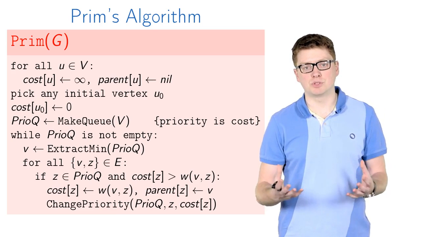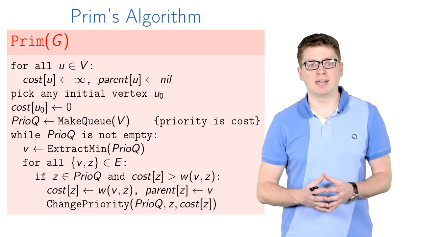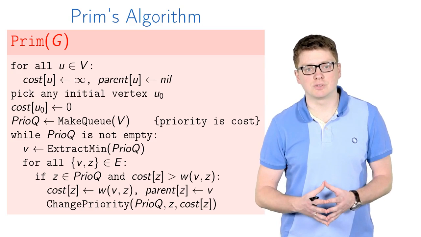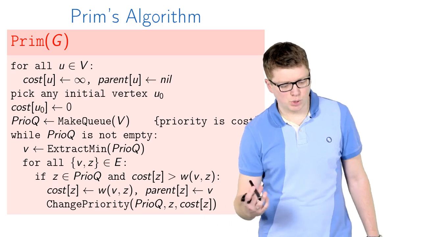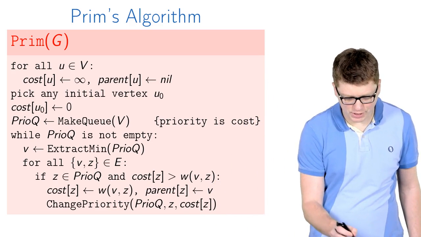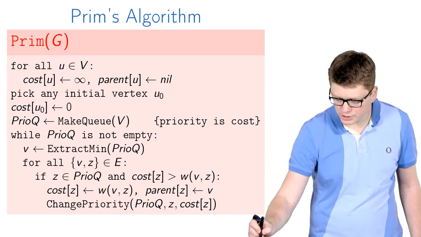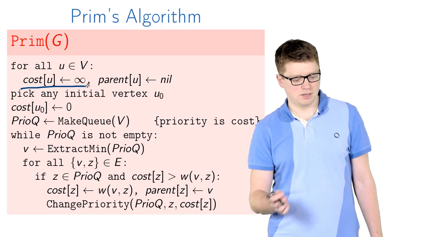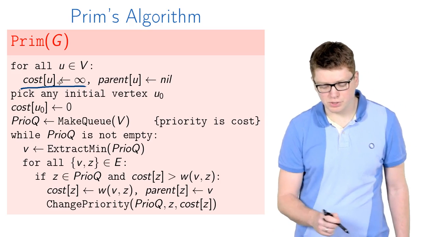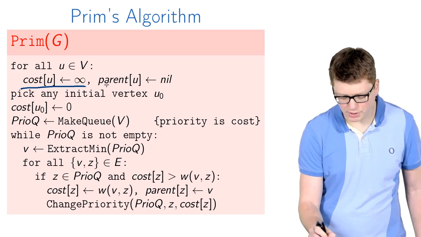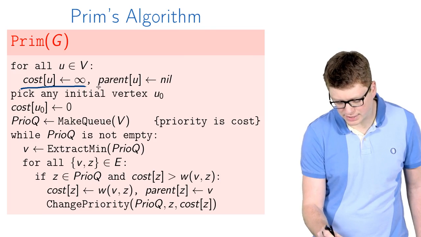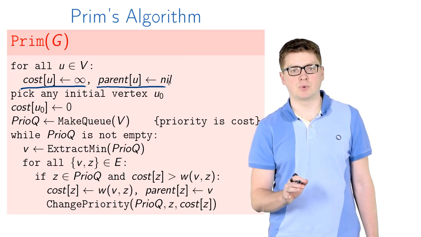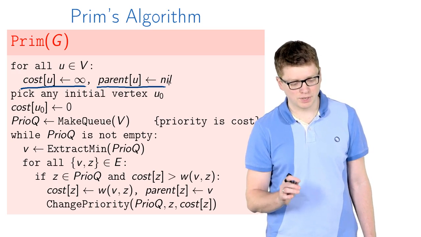At each iteration, we use a priority queue to quickly find the vertex which can be attached to the current tree by the lightest edge. Specifically, we do the following. Initially, for each vertex, we do not know the cost of attaching it to the current tree, so we just put infinity into the array cost. We also keep an array parent, which will actually define our tree.